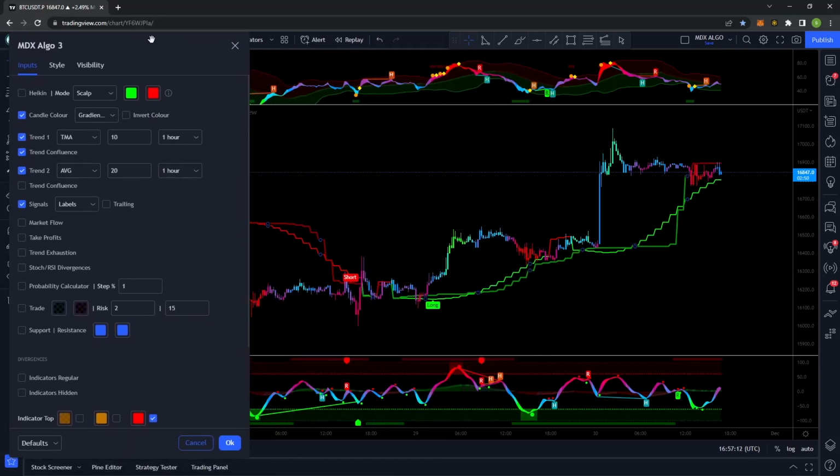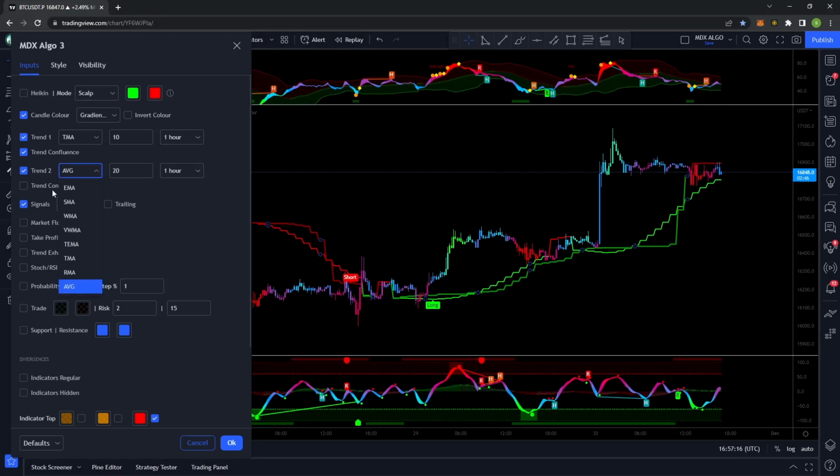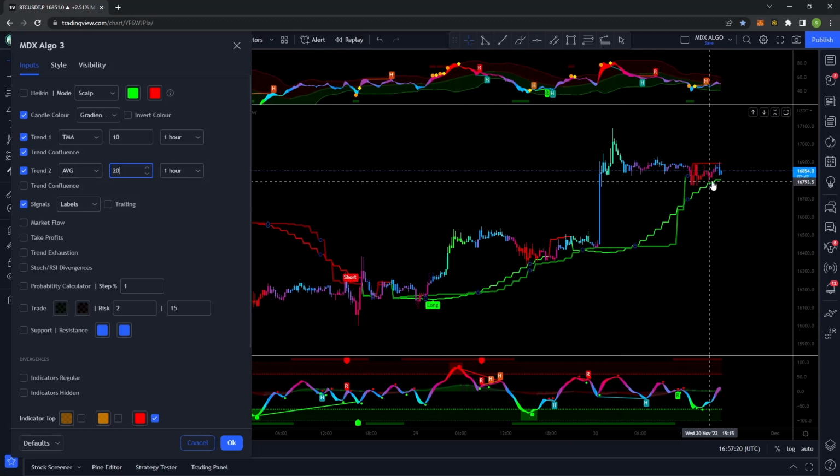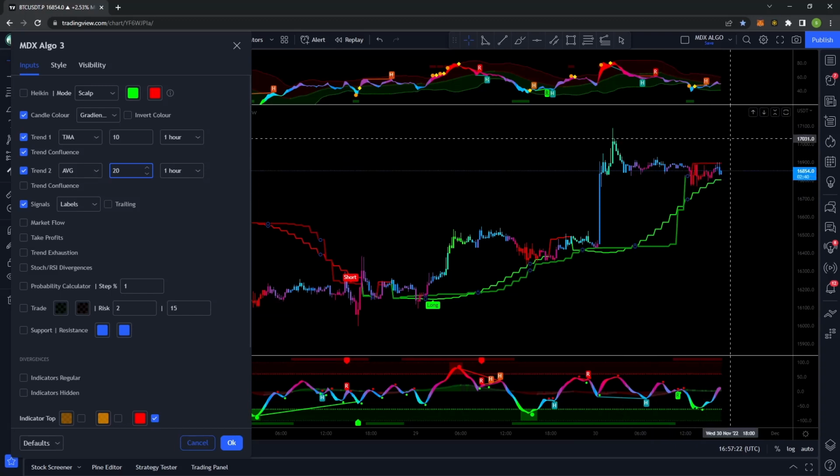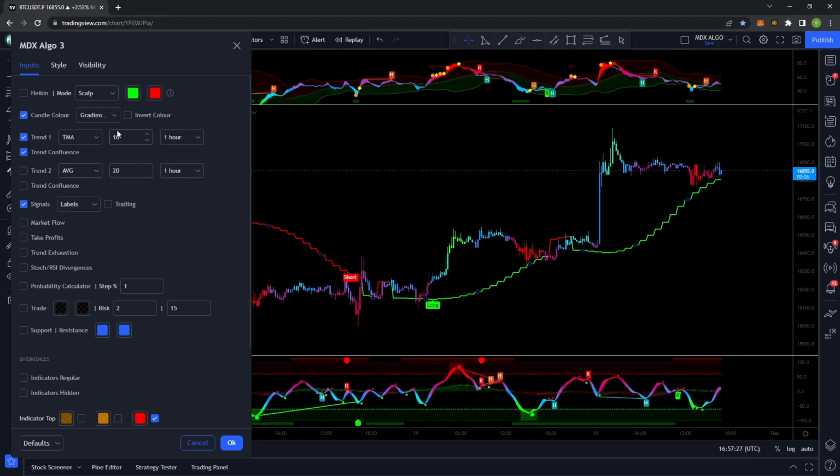Let that load. So now we also have this different average. I have the moving average here on average, 20, and again on the hourly. So we're actually currently coiling right between these two trend confluences right here. Lately, I've only been using the TMA one. So that's just what I'm going to keep it on right now, just to keep things clean for you guys. Other than that, what's the next thing here?